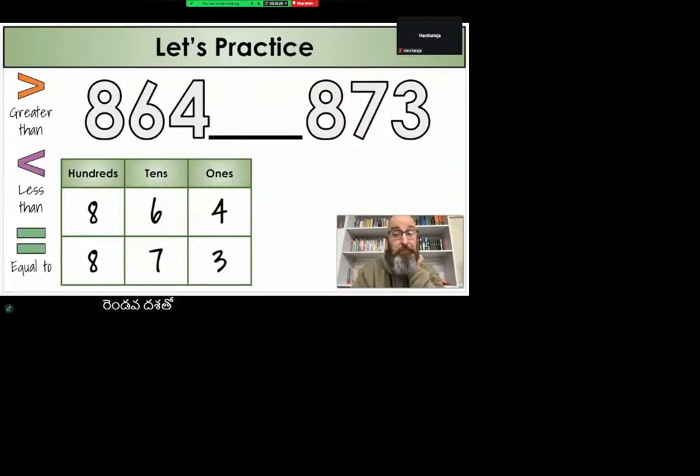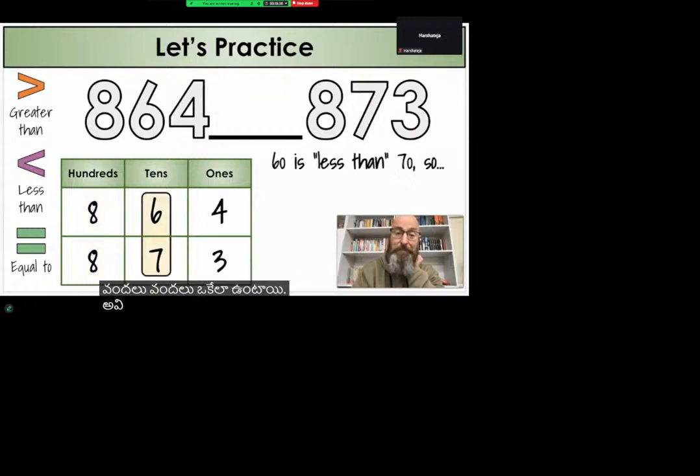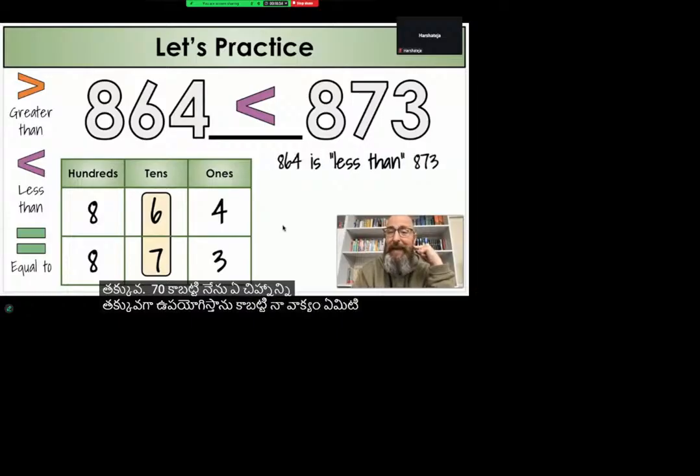Write the numbers. What's step two? Compare the largest place. Compare the hundreds. Are the hundreds the same? They are. Whoops, I told you the answer already. I jumped the gun. 60 is less than 70. So which symbol do I use? Less than. So what's my sentence? 864 is less than 873.